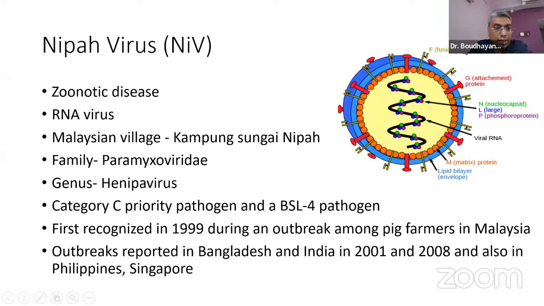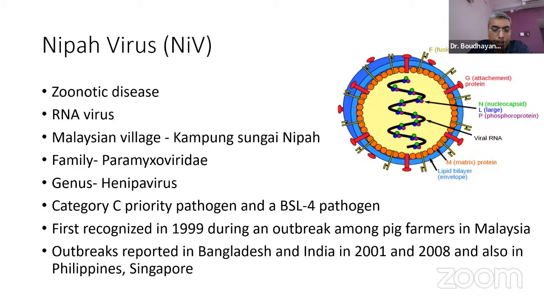Basics of virology: Nipah virus is a zoonotic virus. It is an RNA virus. It was initially found in a Malaysian village, Kampung Sungai Nipah. So the virus was named after the village, Nipah, and it falls under the family Paramyxoviridae and genus Henipavirus. It is a category C priority pathogen and a BSL-4 pathogen. So anyone handling work related to this virus should have a BSL-4 pathogen laboratory. This is not commonly available all over India. NIV Pune is one of those.